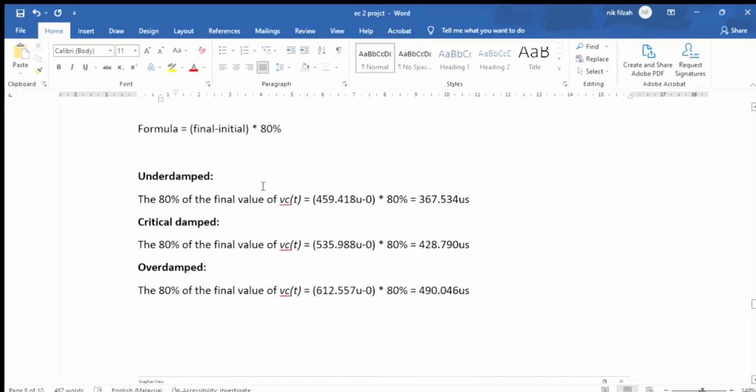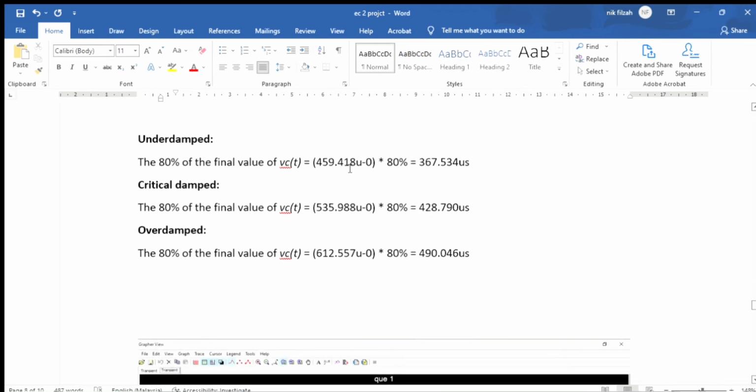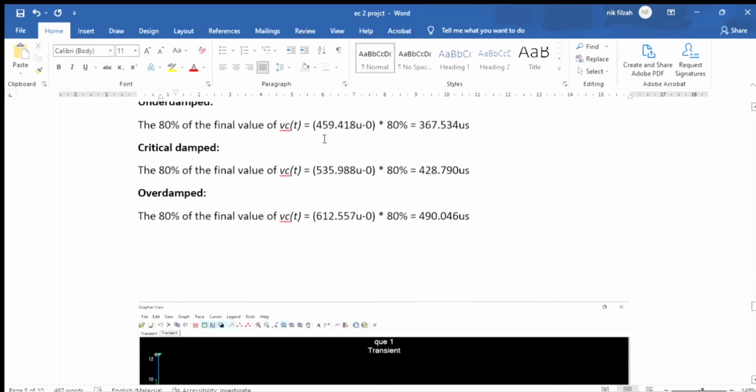So for underdamped, we got 4.45, 9.418 micro minus 0 multiplied by 80%, so the answer is 367.534 microseconds.